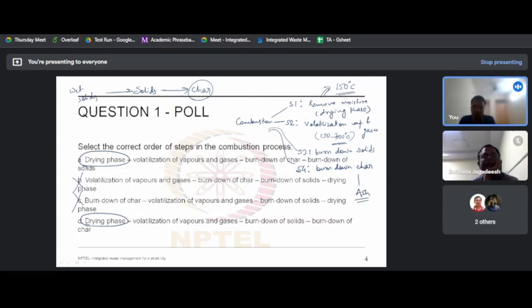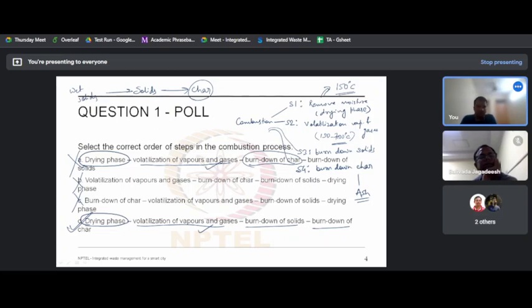Firstly, we have the drying phase. Then we have the volatilization of vapors and gases. So it is correct. In D also it is given the same, so here it is correct. Then in A it is given burn down of char. So no. Firstly we'll burn down the solids and then we burn down the char. So we can remove A. We are left with burn down of solids, burn down of char. So option D is the correct answer.